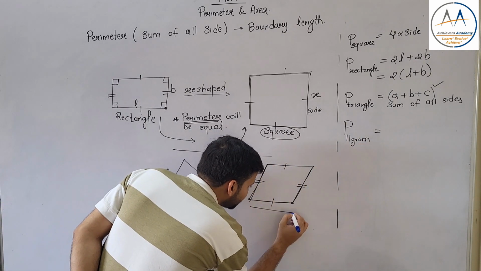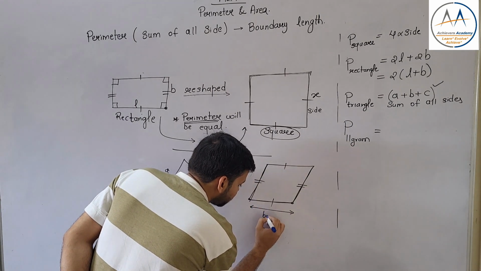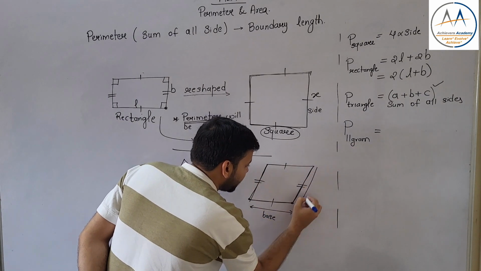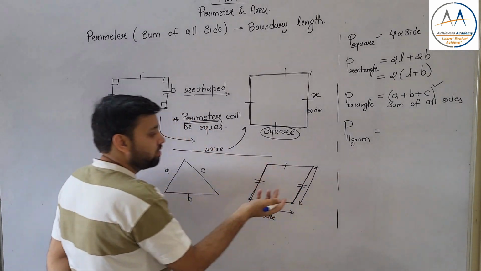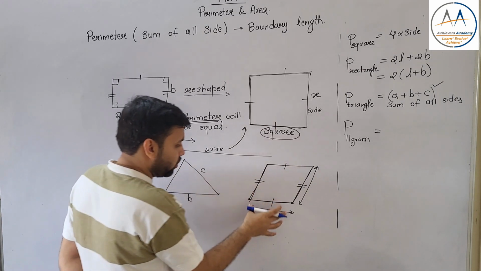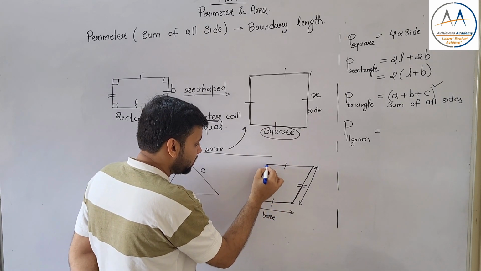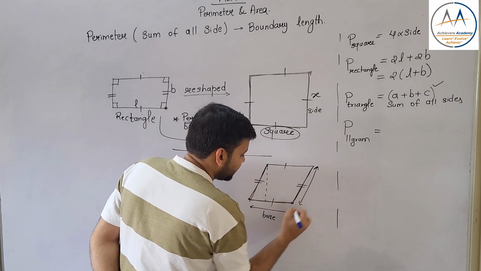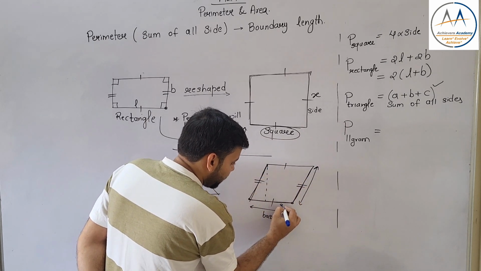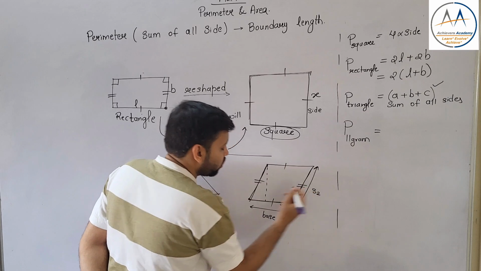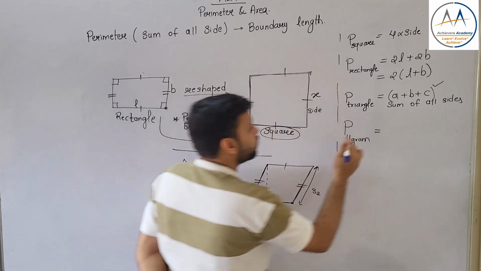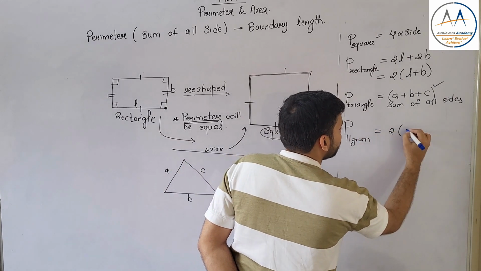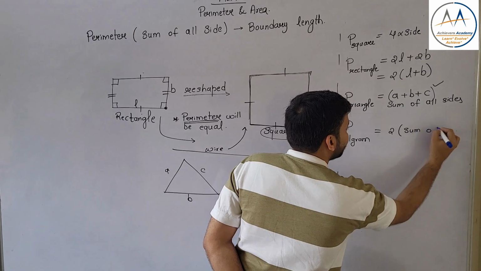If you have the base and this is then another side, we can call it a length or a base. This is called the base of a parallelogram, and for the area it's important, but we'll discuss it later. Let's say this is one side of a parallelogram and this is another side of a parallelogram. So opposite sides of a parallelogram are equal. So 2 into the sum of adjacent sides.